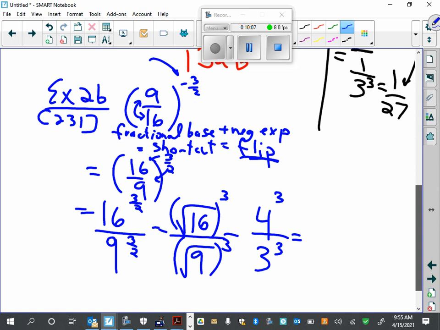And I think 64 is pretty much on our brain now because we've seen it a few times. 4 cubed is 64. 64 over 27 is the answer.